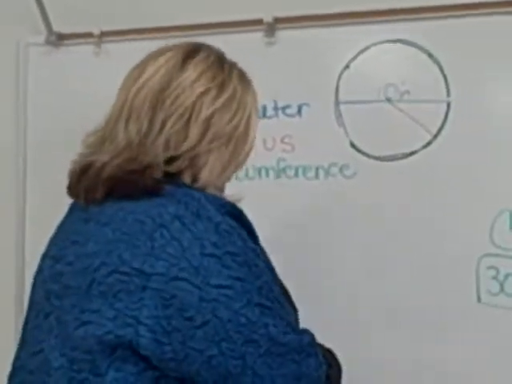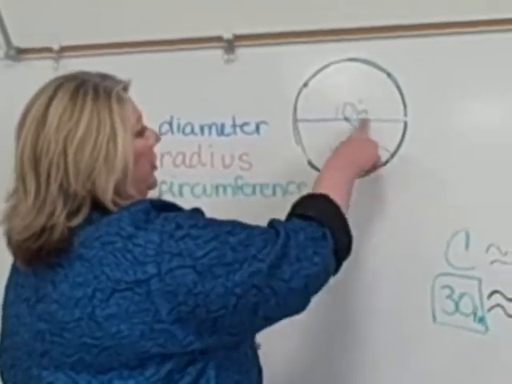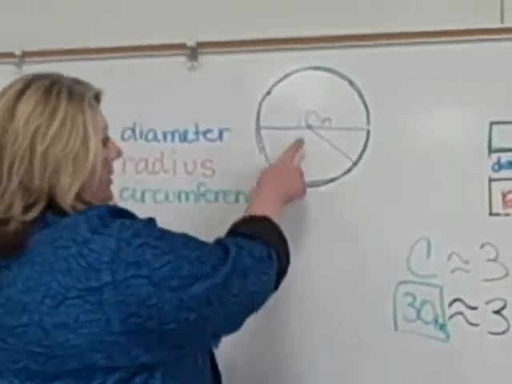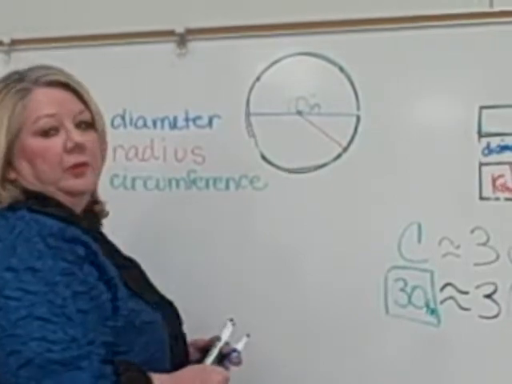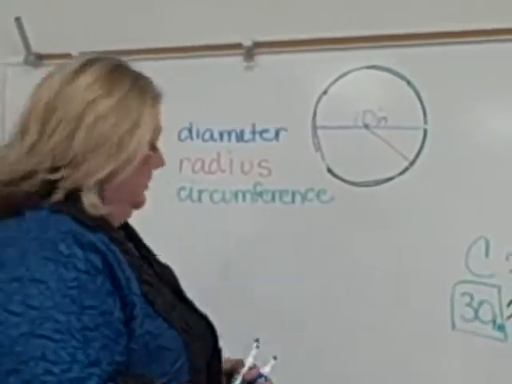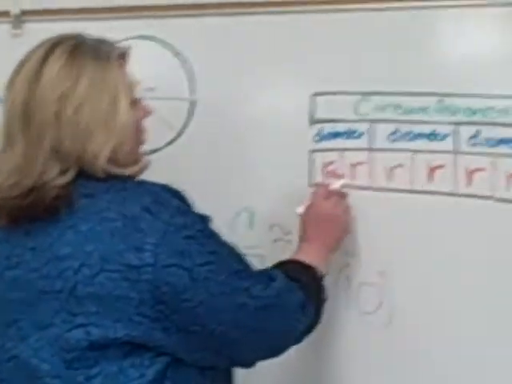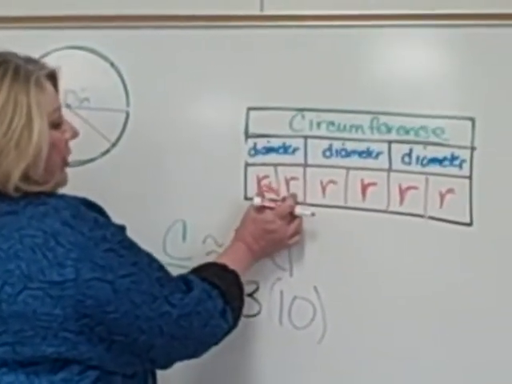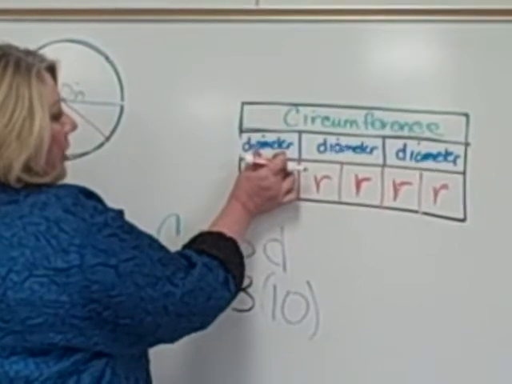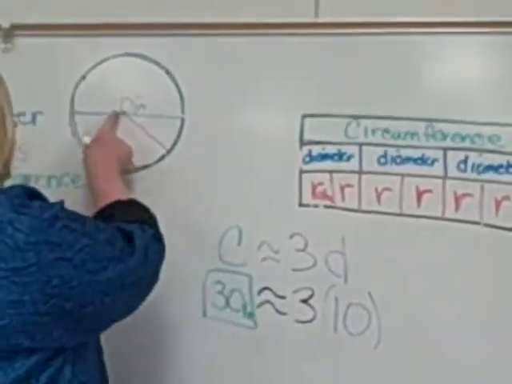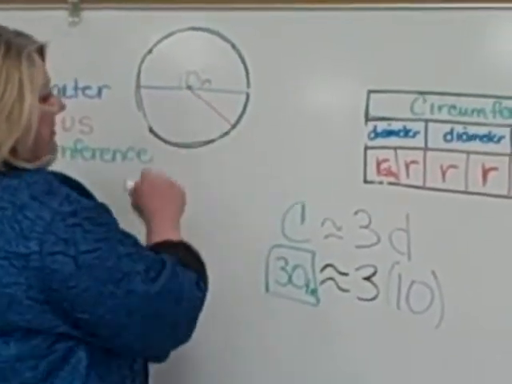Okay? So if the diameter is 10, then what's the length of the radius? It would be half of that, because remember yesterday we came up that it takes 2 radii to equal 1 diameter. So if that distance is 10, that distance is 5.